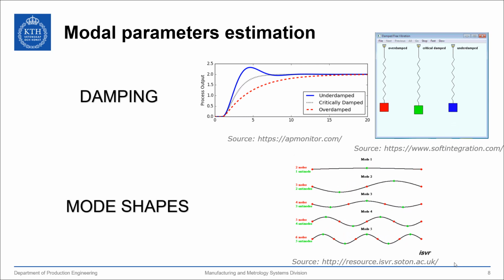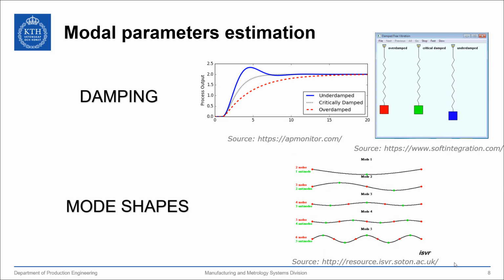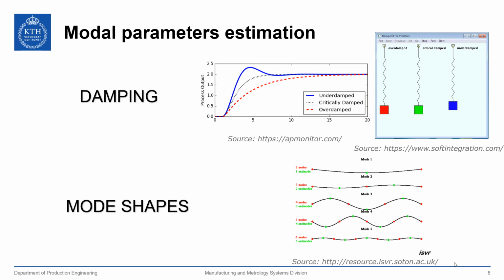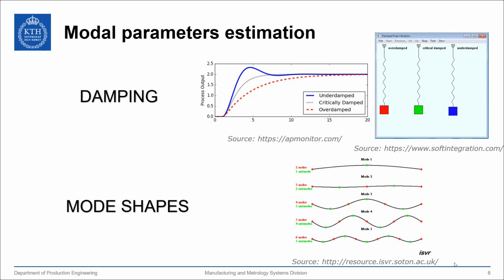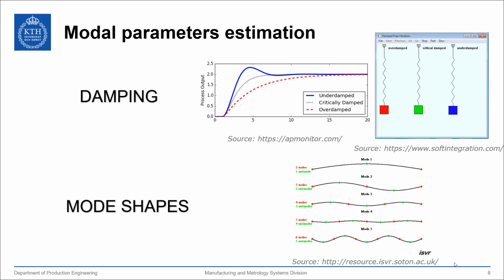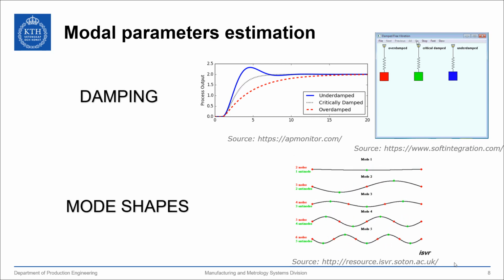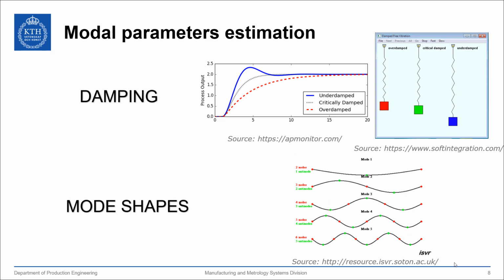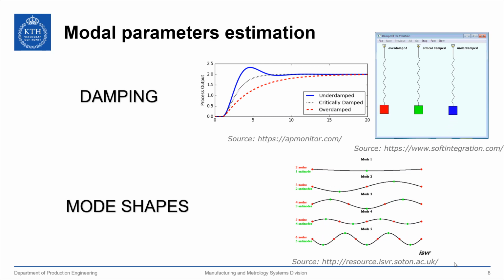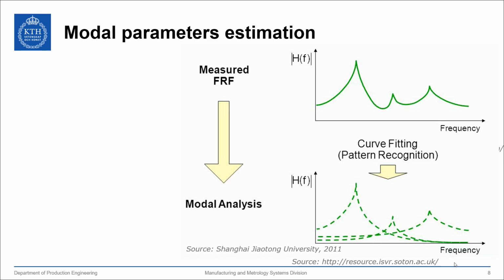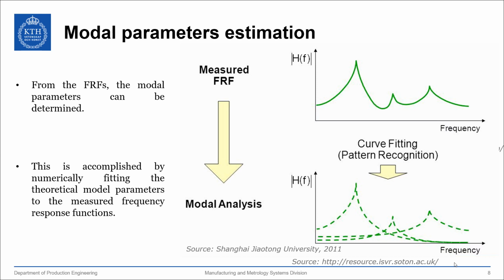The understanding of the dynamic properties of the structures will help not only a design engineer but also a process planning engineer to identify how the system will behave when a force derived from a specific set of cutting parameters excites the structure. Once we have estimated the frequency response function, the final step is to use these FRFs to determine the modal parameters. This is accomplished by numerically fitting the theoretical model parameters to the measured frequency response functions by the utilization of different fitting algorithms.